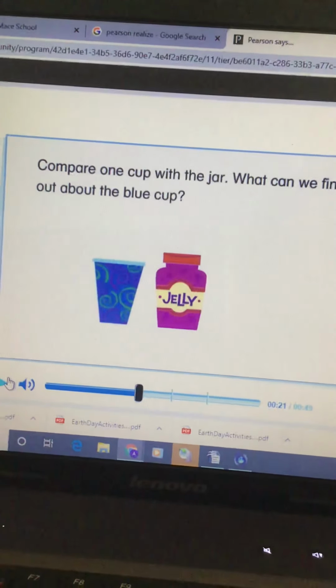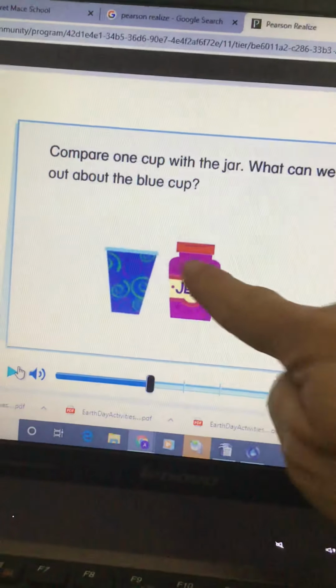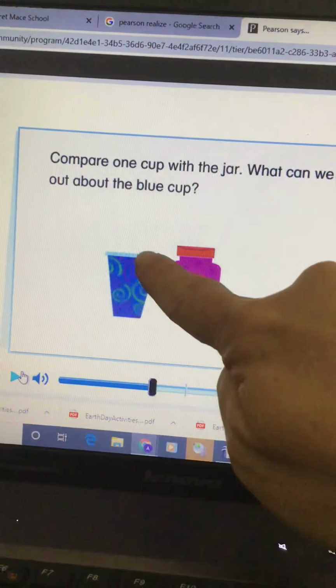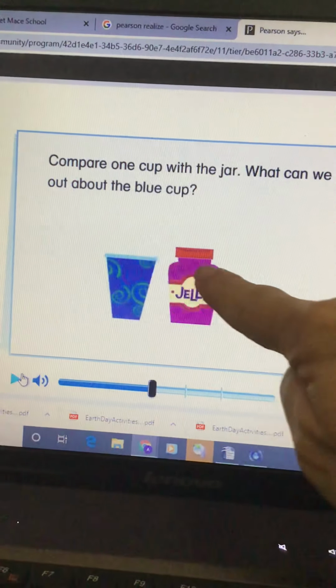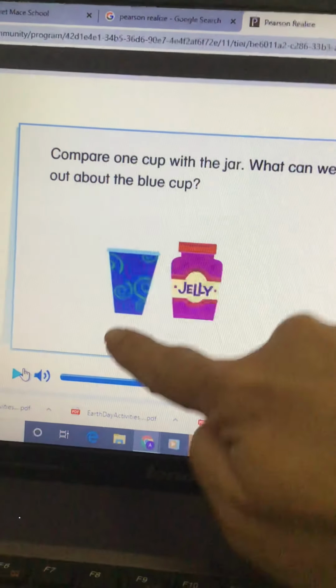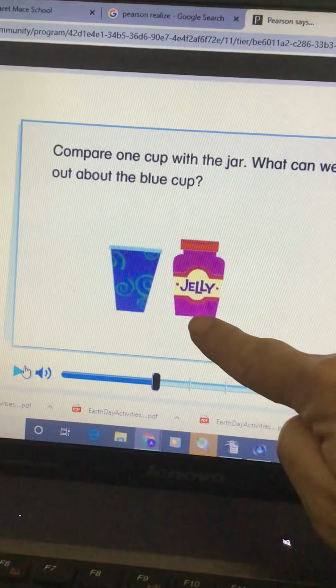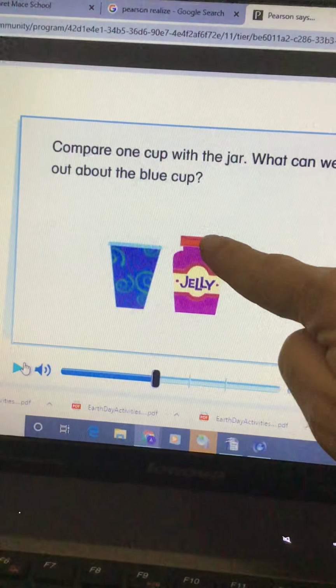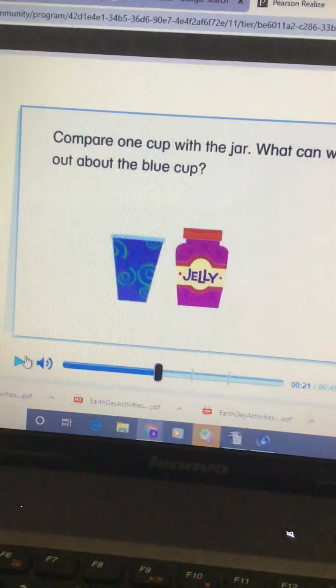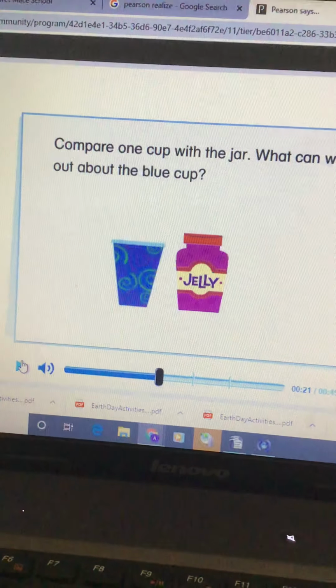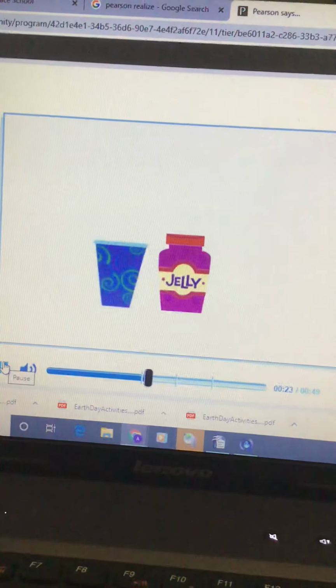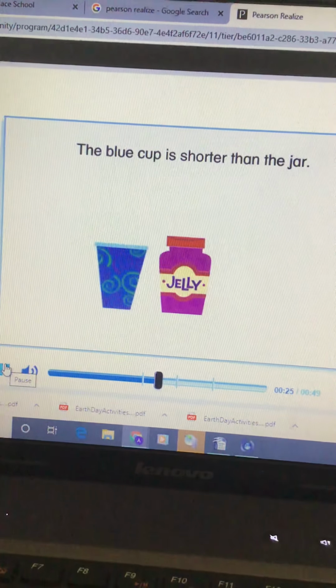So when we look at the blue cup next to the jar of jelly there, they're right next to each other, and we can see that the blue cup is shorter than the jar of jelly. They both start at the same spot at the bottom. The jelly jar goes up a little bit taller. It's a little bit higher than the blue cup. The blue cup is shorter than the jar.